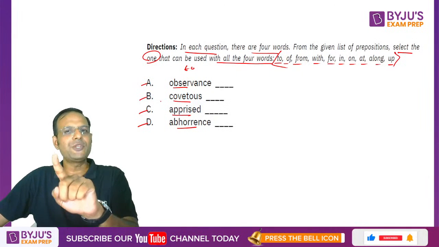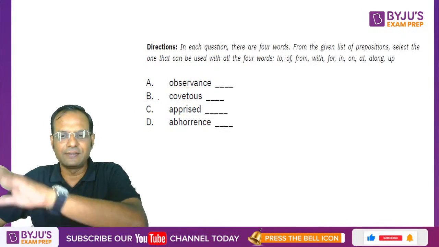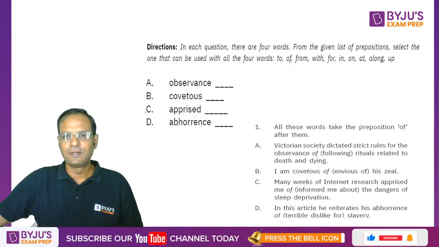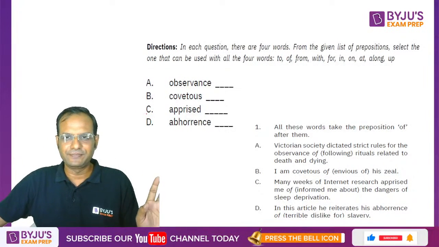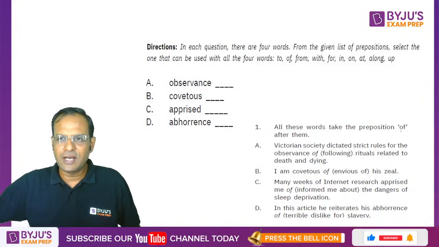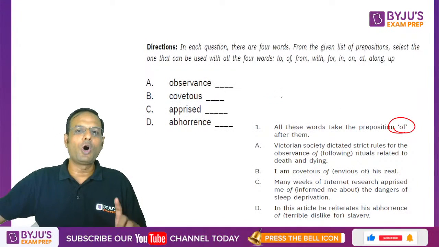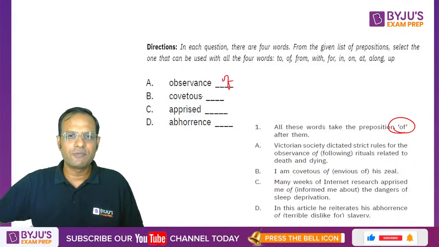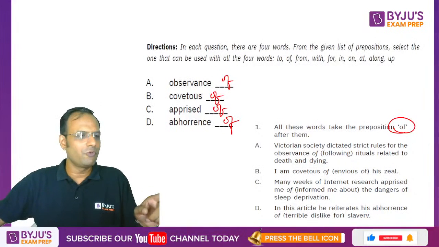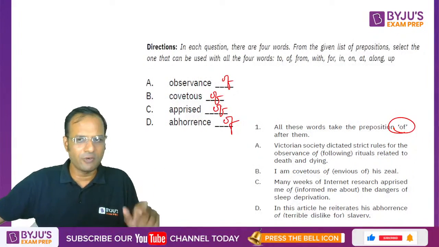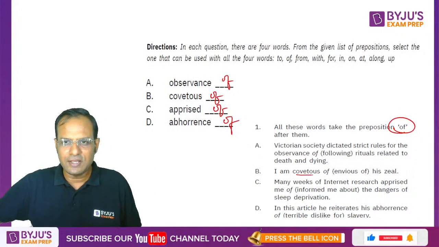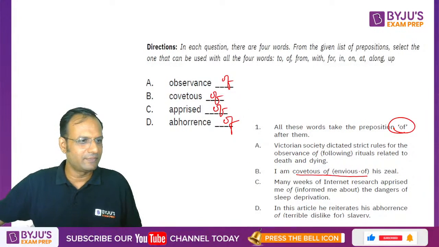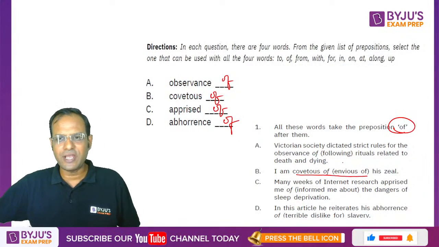Okay. So let me show you the answers. All right. What is the answer? It is of. Observance of, covetous of, apprised of, abhorrence of. Okay. Now, one of you asked me this question, sir, what is covetous? Please look here. Anadi, this is the meaning. What is envious? Envious means jealous.